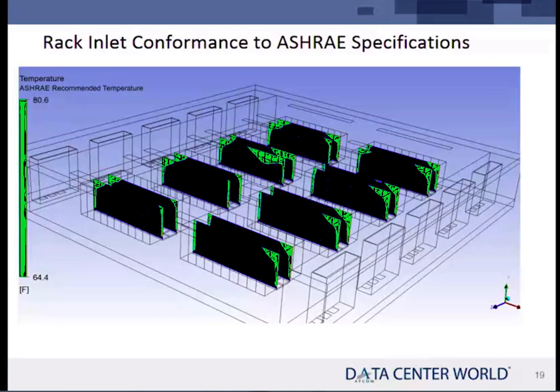This is what the room looks like. These are rack inlets. They are colored in accordance to conformance to the ASHRAE spec. The ASHRAE spec for a recommended temperature inlet, which maxes at 80.6, and 64.4 is the minimum. So these should be all green, right? But they're blue because they're too cold. They're failing on low temperature.